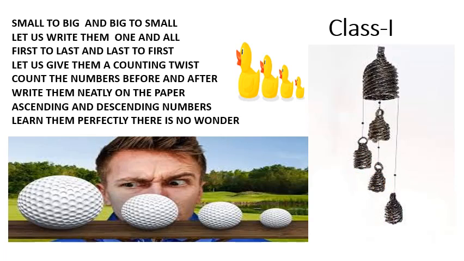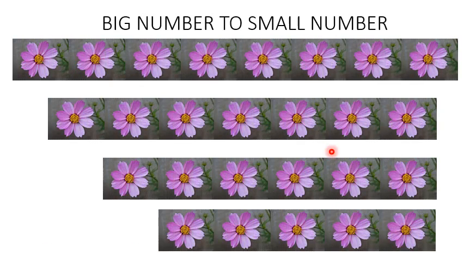What is going on here? Oh, we are going to learn from big number to small number. What is it? Let us count them. 1, 2, 3, 4, 5, 6, 7, 8. 1, 2, 3, 4, 5, 6, 7. 1, 2, 3, 4, 5, 6. 1, 2, 3, 4, 5.